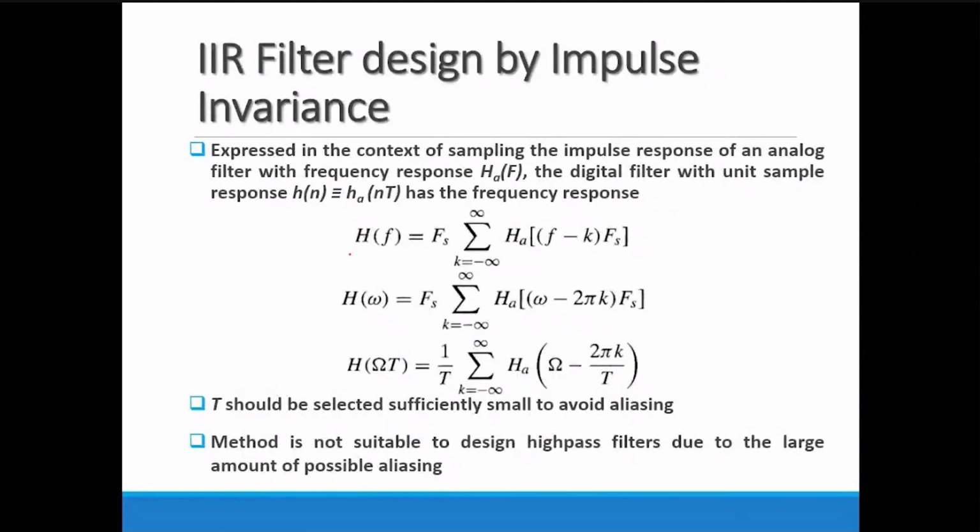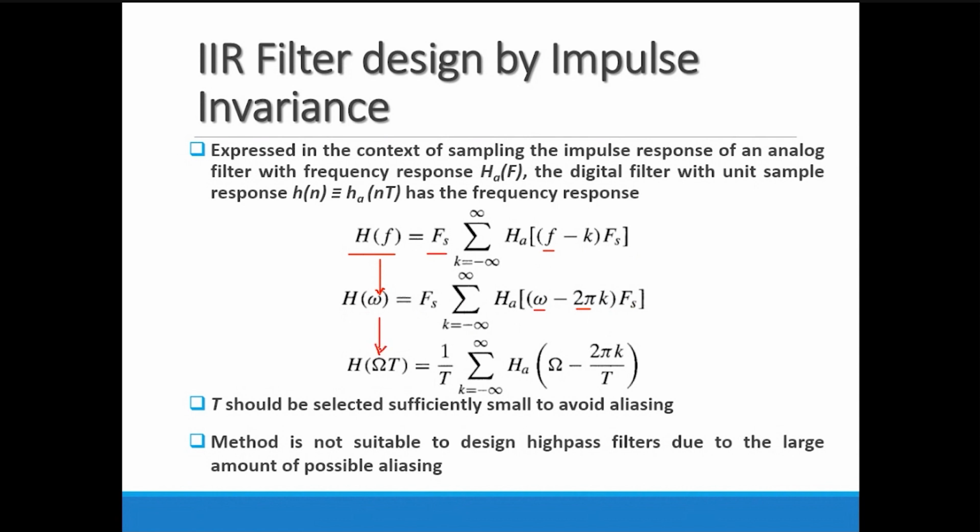So you get H(f) equal to Fs times the summation from k equals minus infinity to infinity of H_a(f minus k Fs). Now you convert this in terms of omega. So you get H(omega) equal to Fs times the summation from k equals minus infinity to infinity of H_a, where we replace f with omega and add the 2 pi term, because omega is equal to 2 pi f. So omega minus 2 pi k, times Fs.